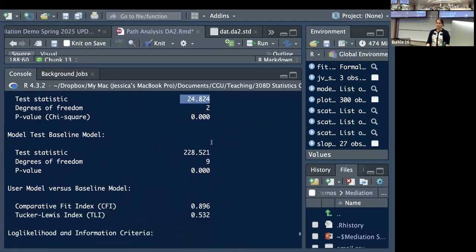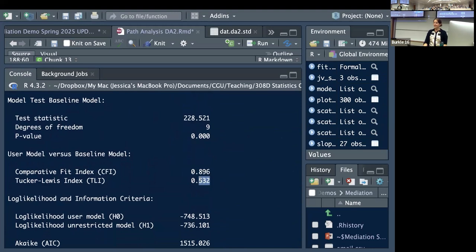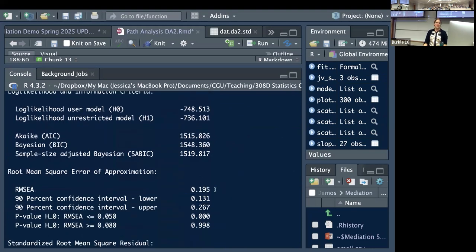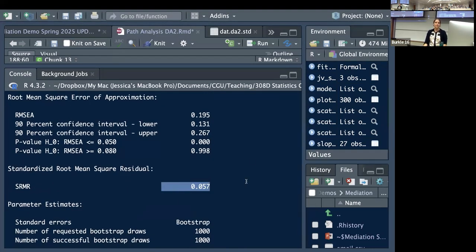24.82, degrees of freedom 2. CFI went up, TLI went down. RMSEA did not get better. SRMR about the same, right? That tells me that one of those direct paths was not actually significant, right? It didn't help my model fit at all.